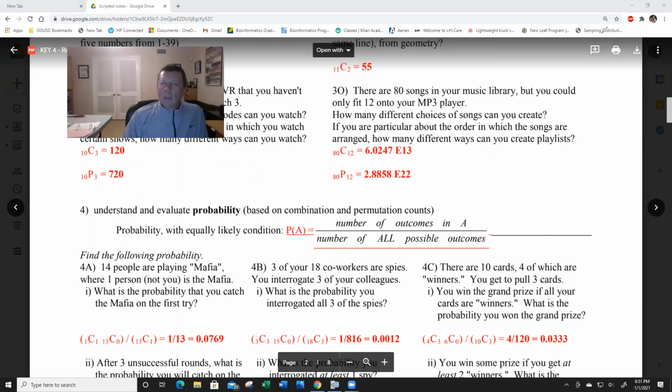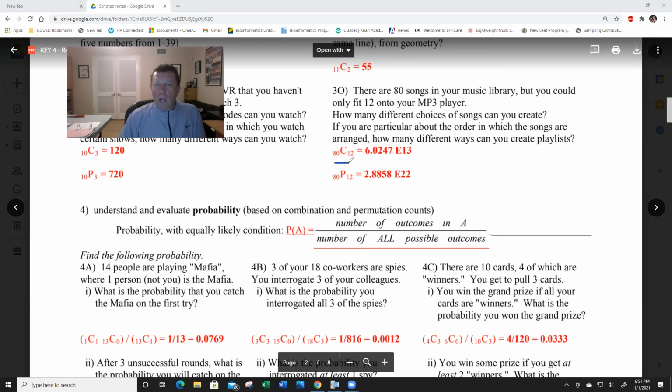Now, there are 80 songs in your music library. You could only fit 12 into your MP3. Talk about an outdated problem. Let's just pretend like on your phone or something. I don't know, I just made the problem up. Anyhow, if you are, how many different choices of songs can you create?